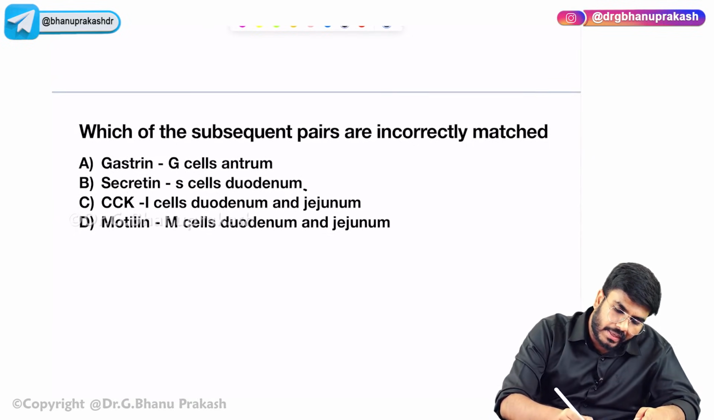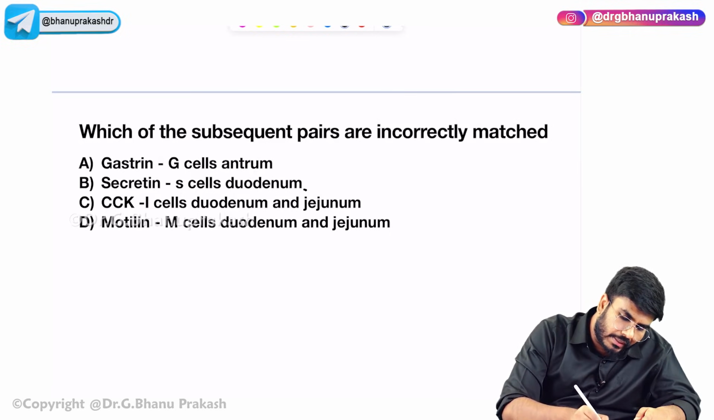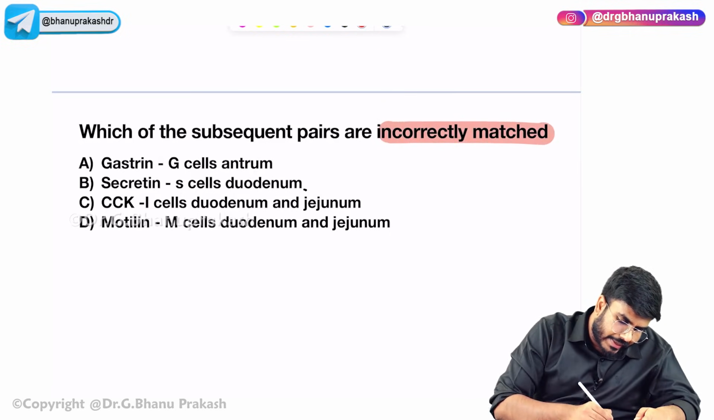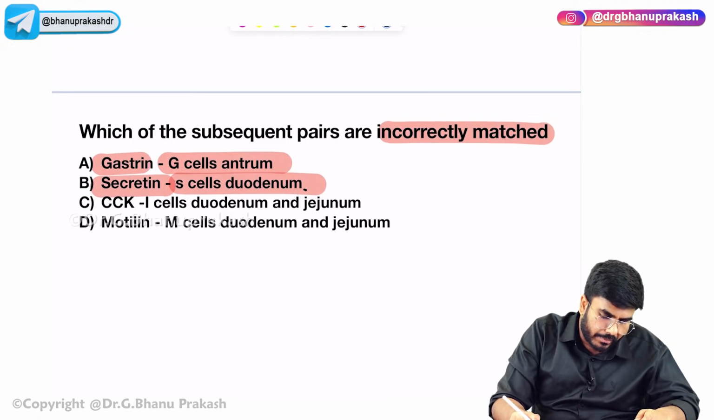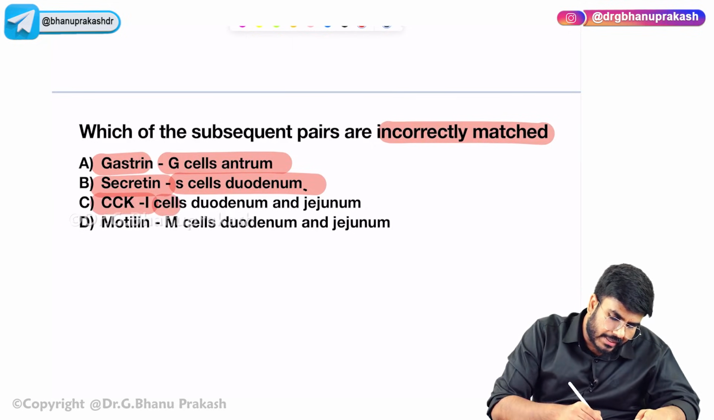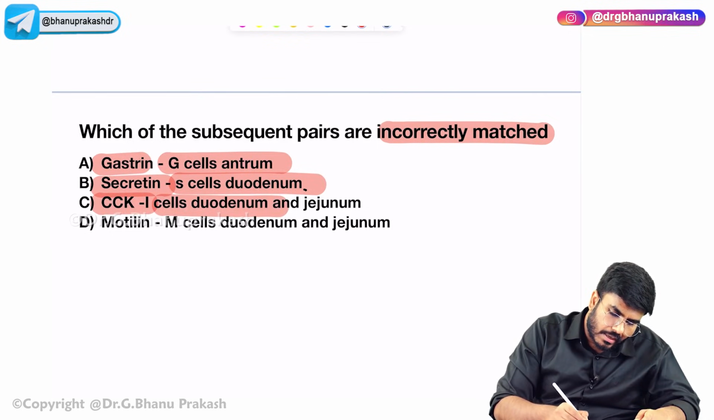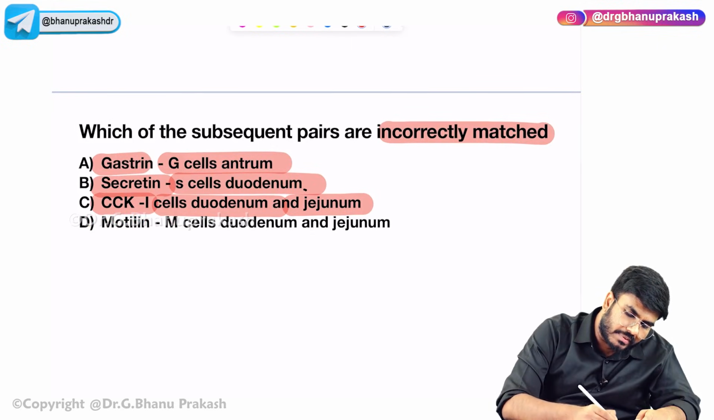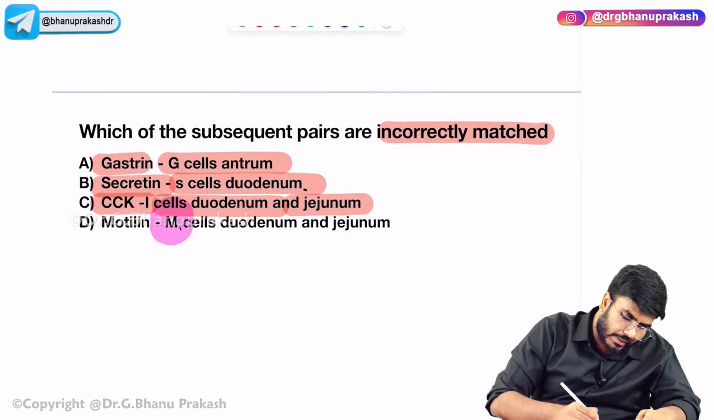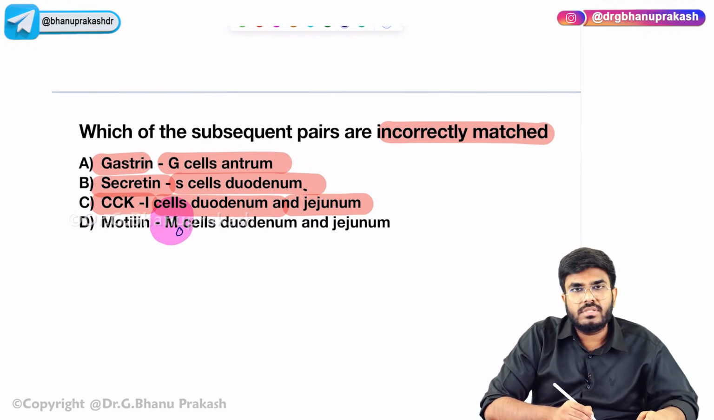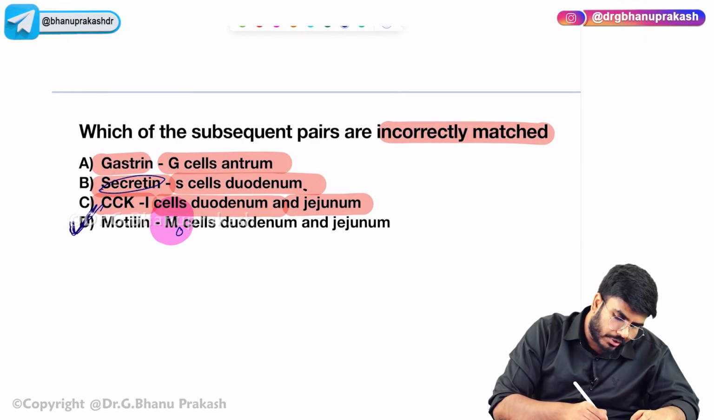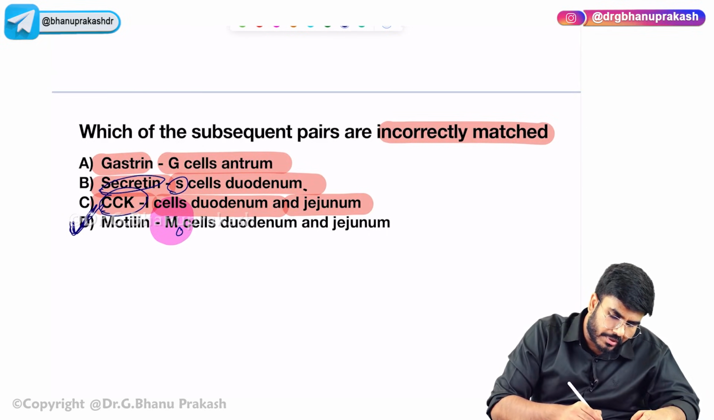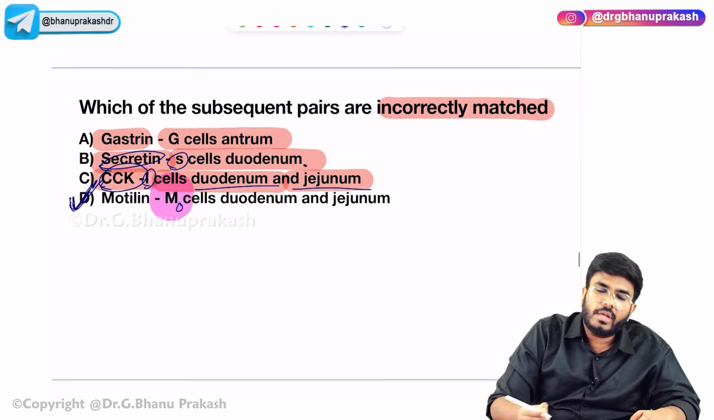Which of the subsequent pairs are incorrectly matched? Okay, incorrectly matched. So let's look. Gastrin is produced by G cells in the antrum region. Secretin is produced by S cells in the duodenum. CCK is produced by I cells in the duodenum and jejunum. Motilin is produced by Mo cells, not the M cells. This is important. This is the false thing. I have taught you secretin is produced by S cells in the duodenum. Cholecystokinin is produced by the I cells in the duodenum, and not only duodenum but also jejunum.